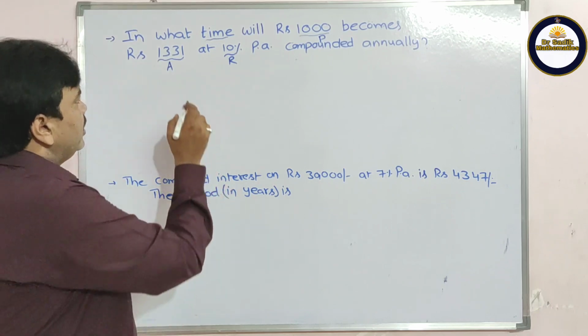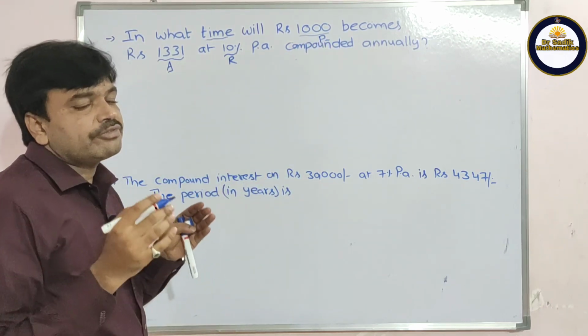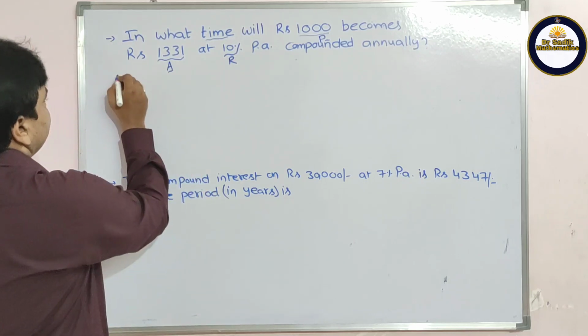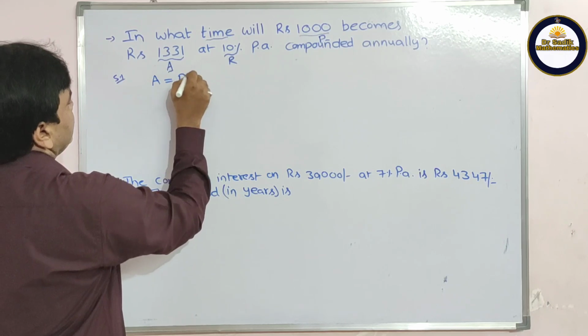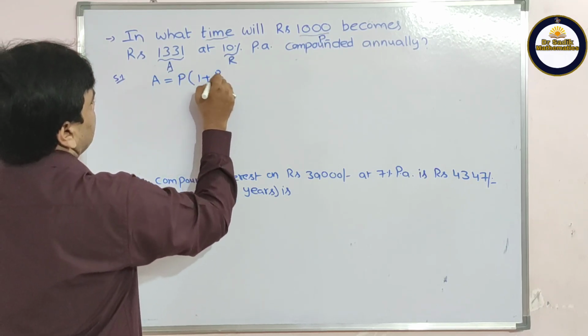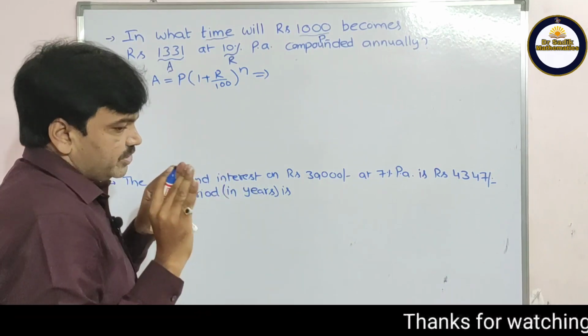Okay, we know the relation between A and P, friends, that means the basic formula. What is the basic formula? Solution: A is equal to P into (1 plus R by 100) whole power n, friends. I want to rearrange the terms here.